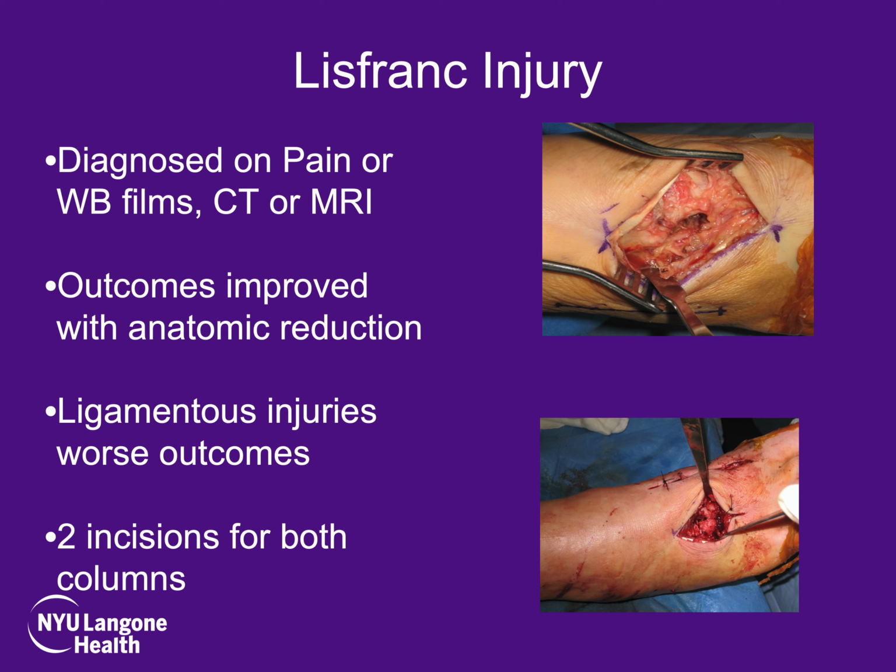Oftentimes, these patients are diagnosed with pain with ambulation, or on weight-bearing films. CTs or MRI can help elucidate subtle injuries. Outcomes have been demonstrated to improve with an anatomic reduction. Ligamentous injuries are worse than bony injuries, and fixation, if both columns are involved, requires 2 incisions. The medial column is less flexible, and stiff, stable fixation in the form of screws is usually placed. Lateral column is more flexible, and temporary K-wires for 6 weeks are utilized in those cases.